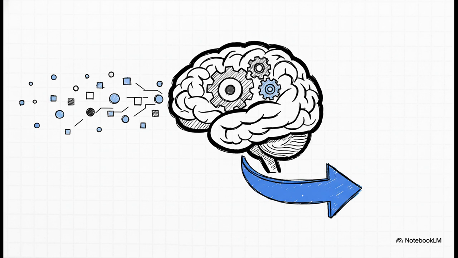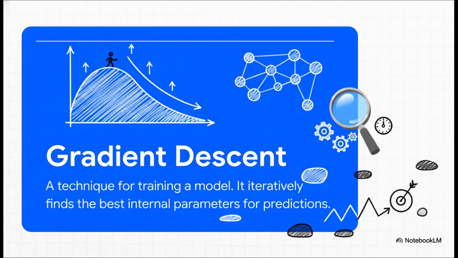And it learns by using an incredibly powerful process called gradient descent. Honestly, this is the engine that drives a huge amount of machine learning today. So what is it? At its heart, gradient descent is basically a method for training. Its entire job is to keep tweaking a model's internal settings, we call them parameters, over and over and over again, until it gets as good as it possibly can at making predictions.